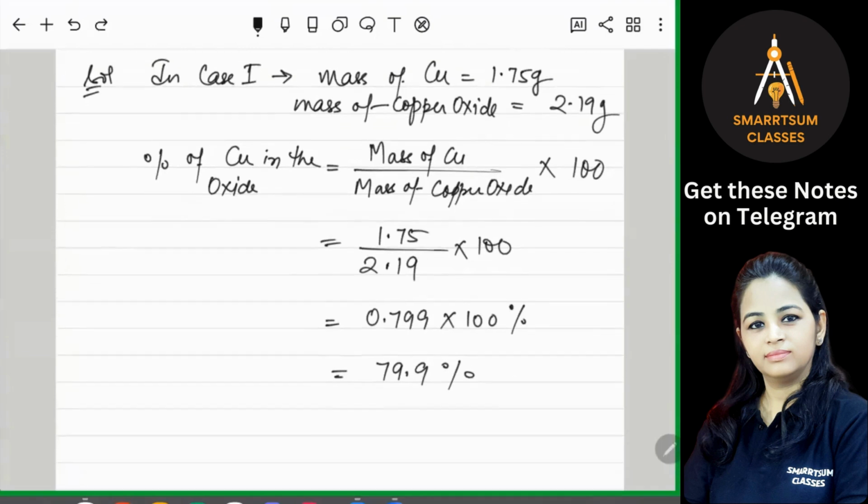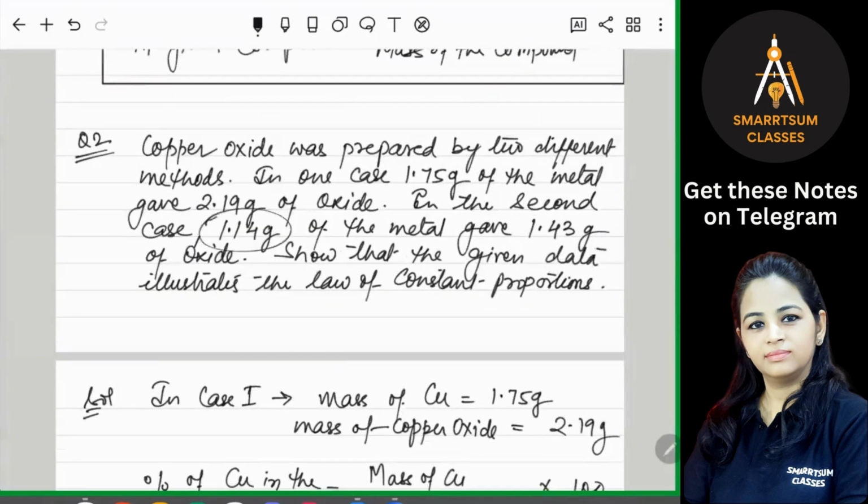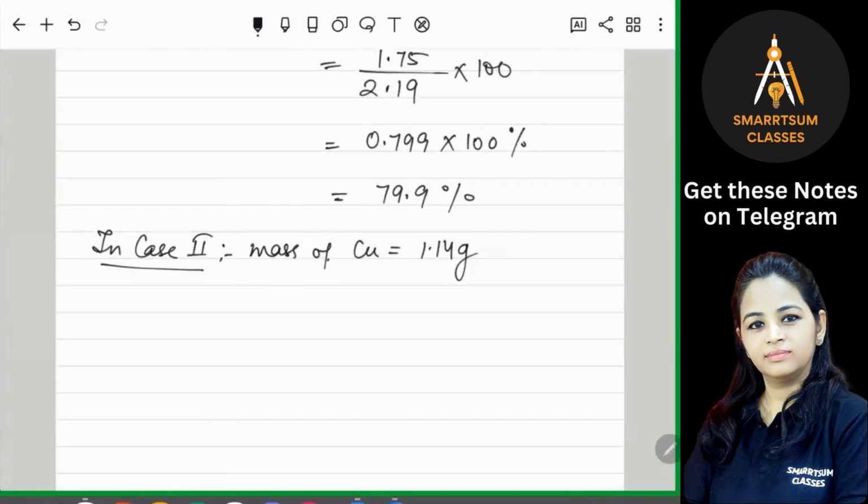Now let's find the percentage of copper in the second case. Now in case 2, again, what is given? Mass of copper is 1.14 gram for the second one. It is already given in the question: 1.14 gram of metal gives 1.43 gram of oxide. So 1.14 gram of copper is there, and the mass of copper oxide is 1.43 gram.